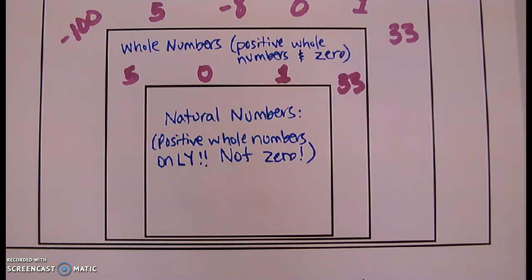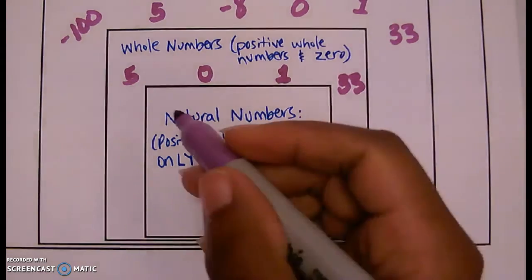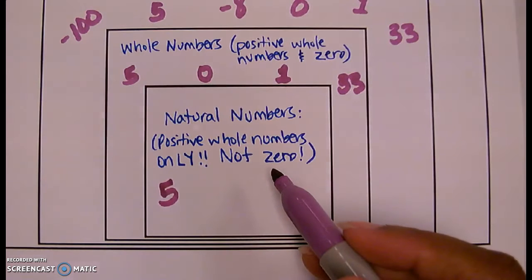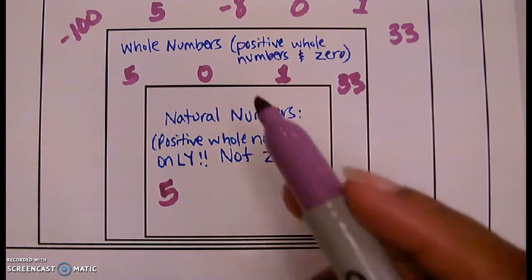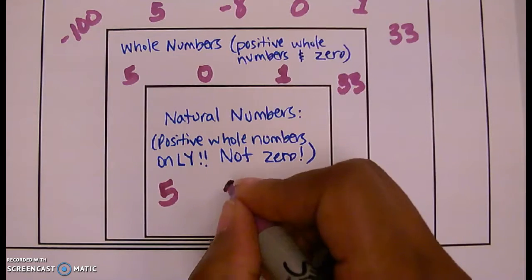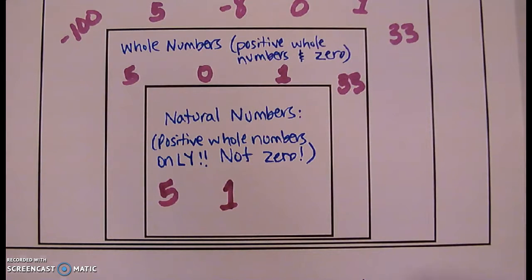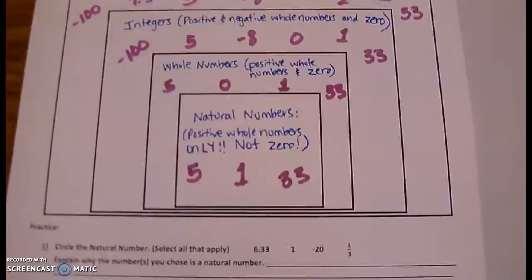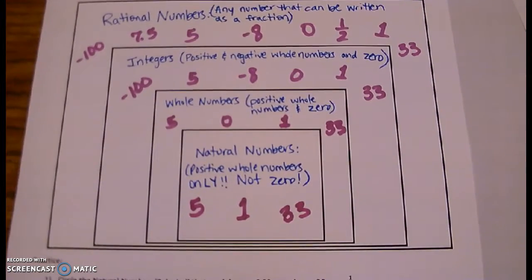Now, let's move to our last and final set. Our last and final set is going to consist of natural numbers. Okay? Natural numbers are only the positive whole numbers, not including 0. So now let's look at what numbers we have left and see what makes the cut and falls into the category of natural numbers. 5 would be a natural number because it's positive whole. 0, I'm sorry, you can't come to this party. 0, we're going to leave right there. Then we have 1, which is a positive whole number, and we have 33.